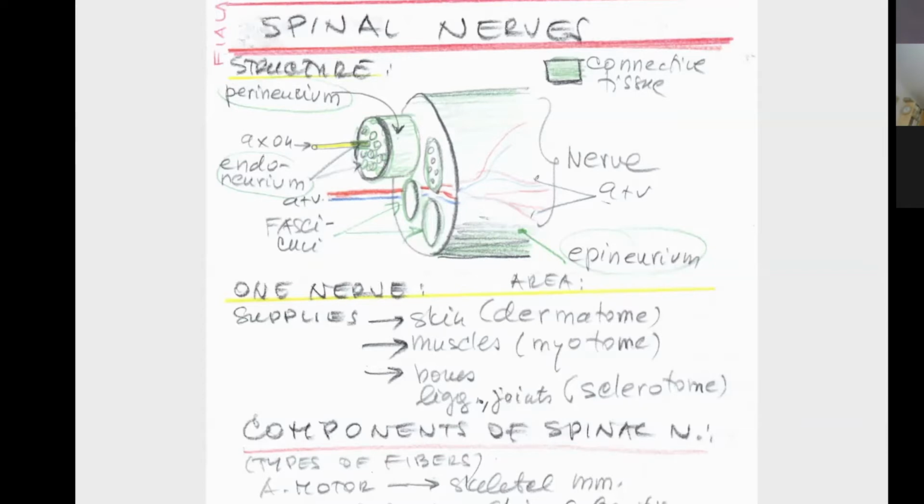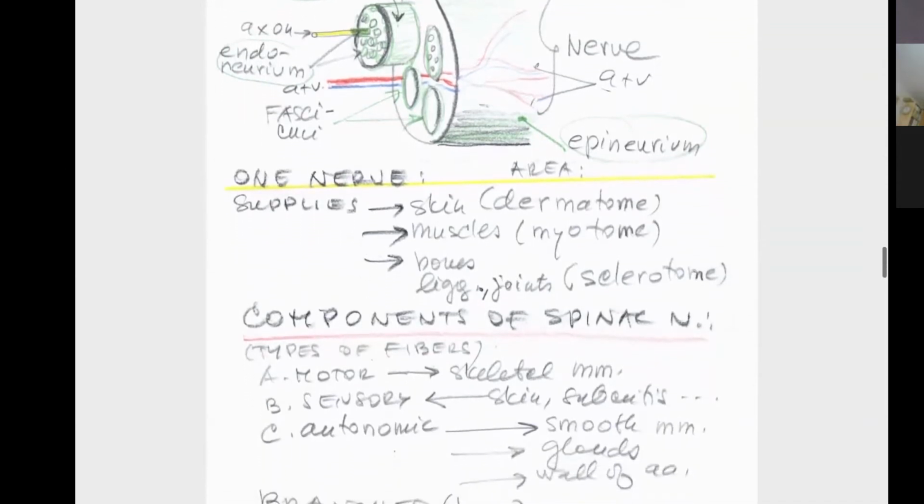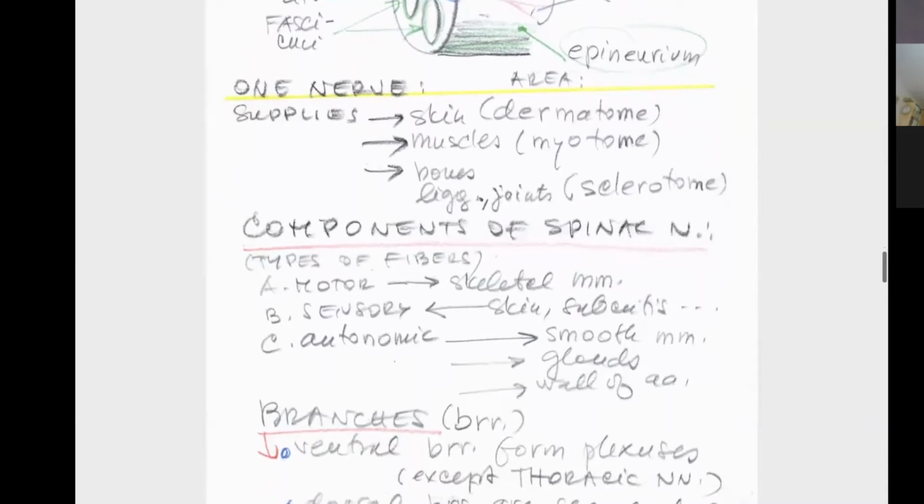Concerning the terminology, one nerve, as you see in the following part underlined by the yellow line, supplies part of the skin, we call it dermatome, so the area is called dermatome. One nerve also supplies the muscle or muscles, we call it myotome, and finally also the bones, ligaments, joints, etc., and we call this area sclerotome. So repeating again, one nerve supplies dermatome, myotome, and sclerotome.